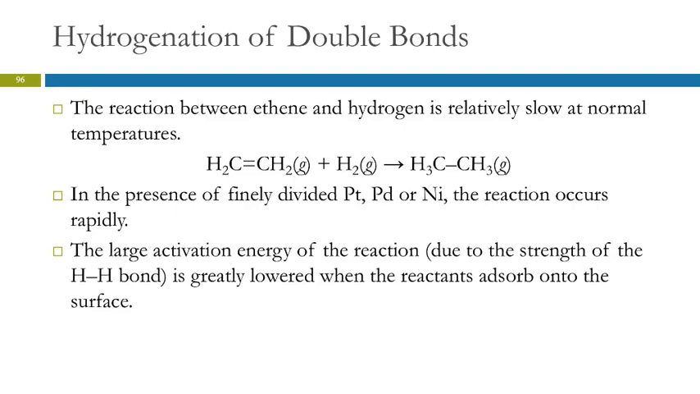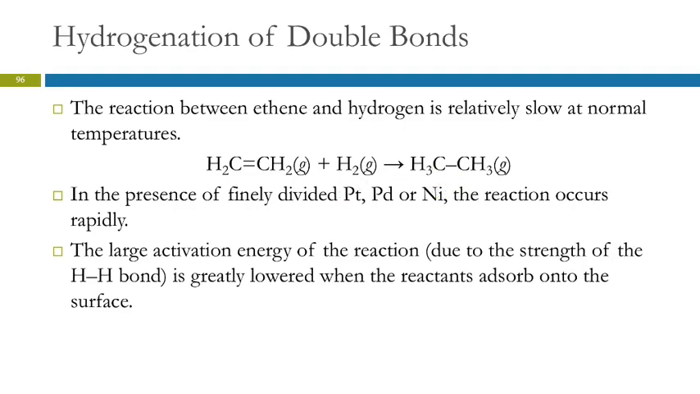So here's another reaction. The reaction between ethene. Remember, this ene suffix here means that it has a double bond. These are hydrocarbons. You'll learn a lot about these in OChem. This is ethene. It's got 2 carbons. It's got a double bond here. This can react with hydrogen to form ethane.